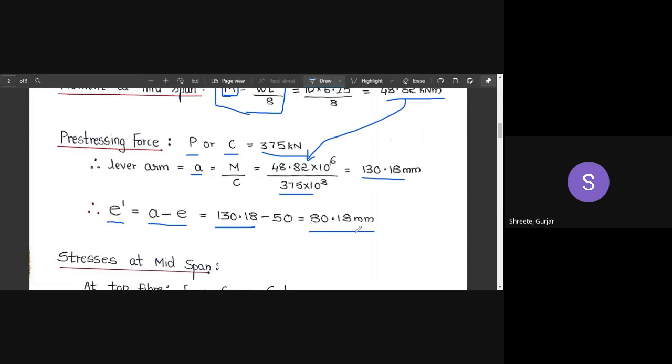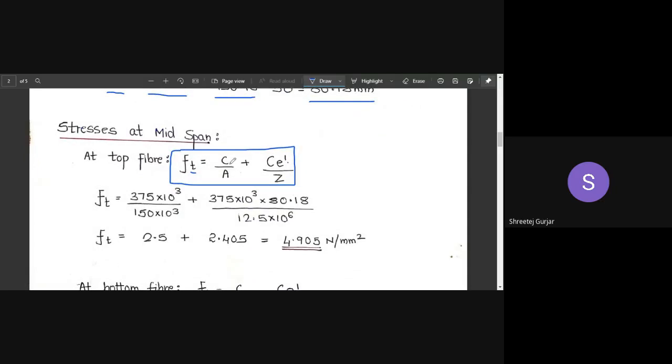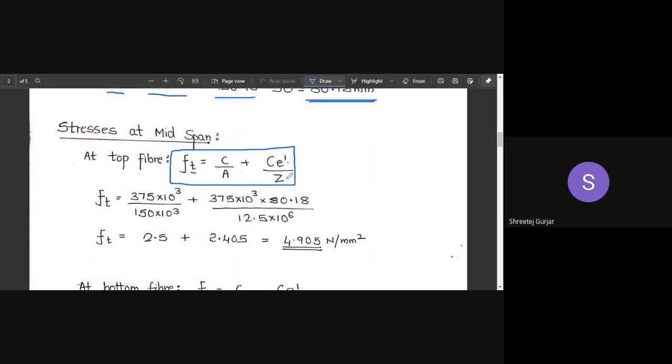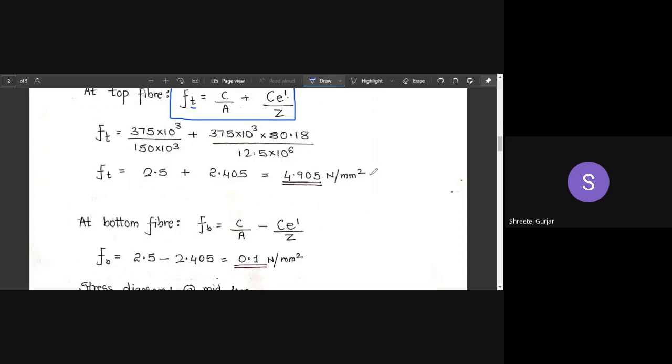So now we have all the things required for calculation of your resultant stresses. This is the formula which we will use to calculate the resultant stress, right? This is for the top fiber, written as FT. C value we know is 375 kilonewton. A value is the cross section which we have calculated. E dash value we have calculated here, 80.18, right? And Z value we have calculated. All of this you substitute, and you can calculate your stress at your top fiber.